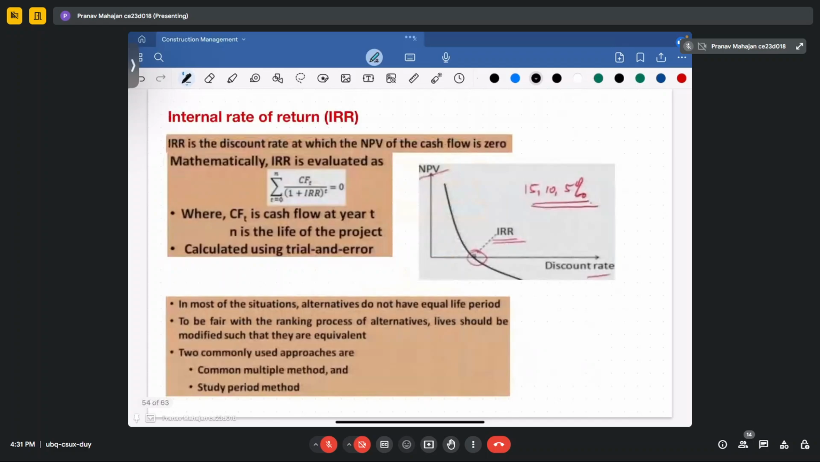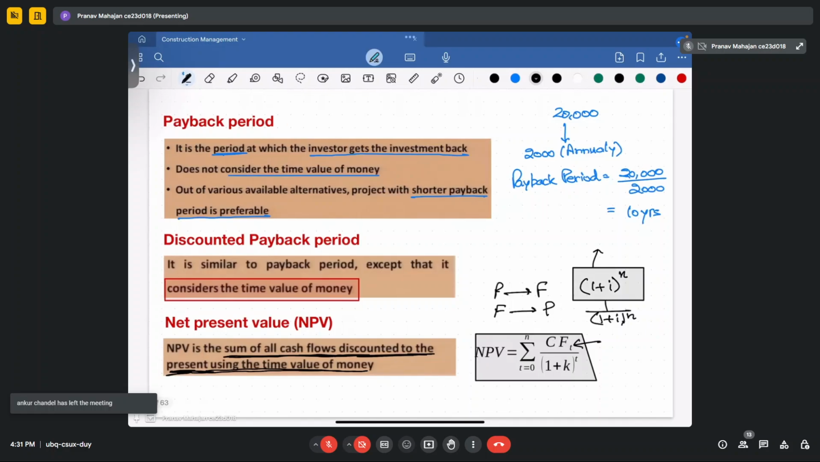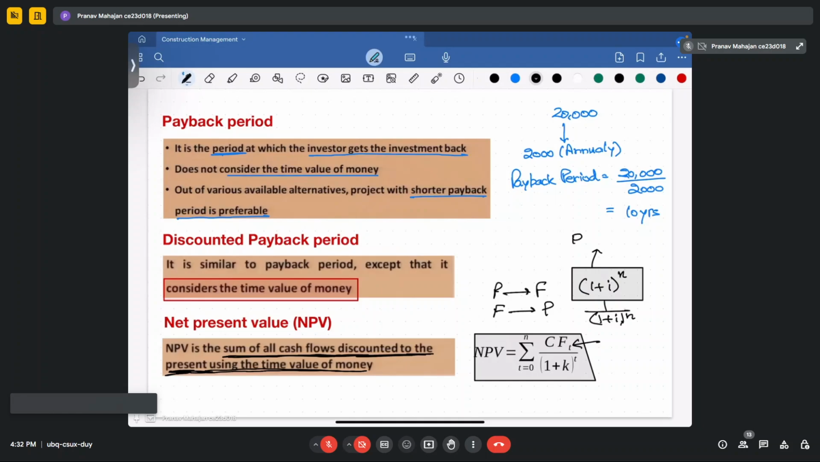Okay. Next is internal rate of return. So what is internal rate of return? This is your return, the percentage rate of return that you generally say. And what you say to this is your discounted rate of return.